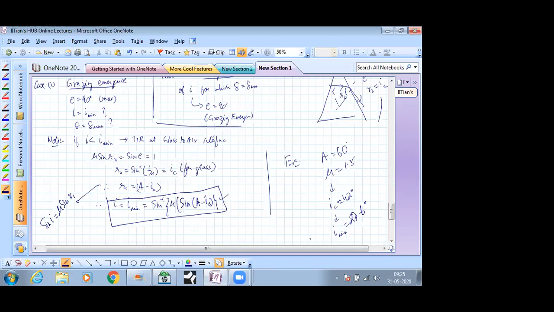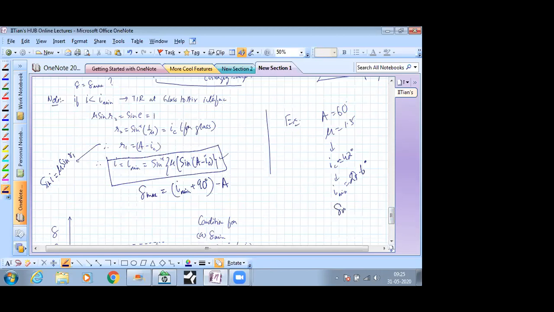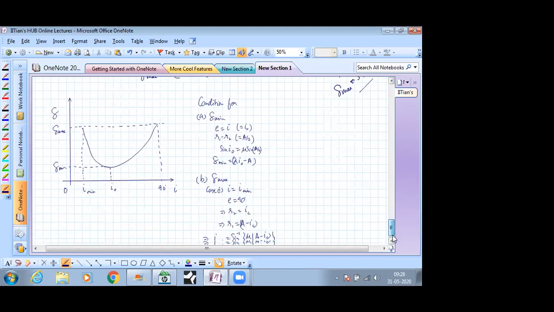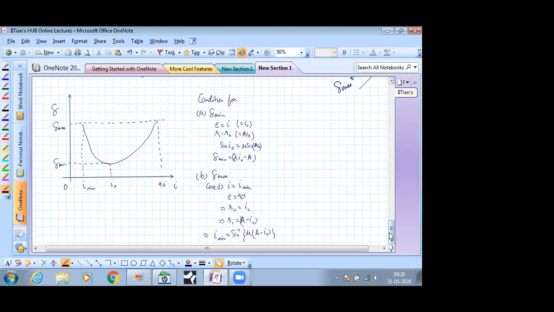And the minimum deviation itself, sorry, maximum deviation itself will become this I minimum plus 90 minus the angle of the prism. So in this case, that is all summarized over here in this. Also in this.